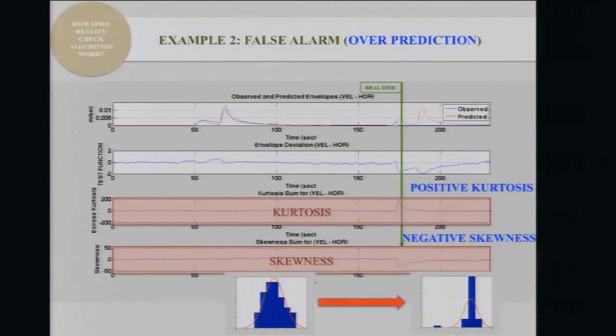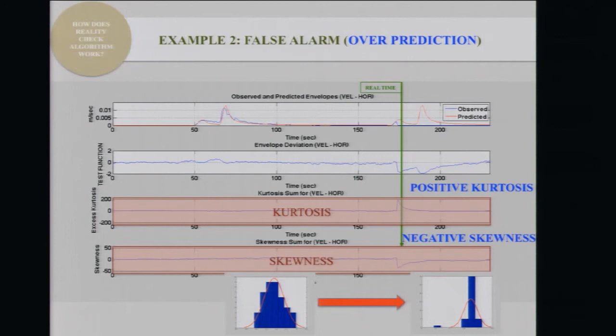That still indicates a positive kurtosis, because as far as kurtosis is concerned, there is an outlier, you will have a huge kurtosis value. It doesn't matter if it's on the left or the right of the mean. But skewness now tells us the nature of the outlier, indicating now you have a negative skewness. Hence, overprediction is associated with positive kurtosis and negative skewness.